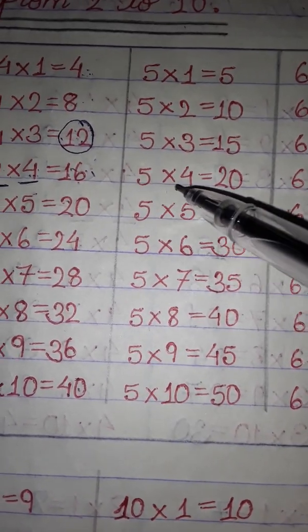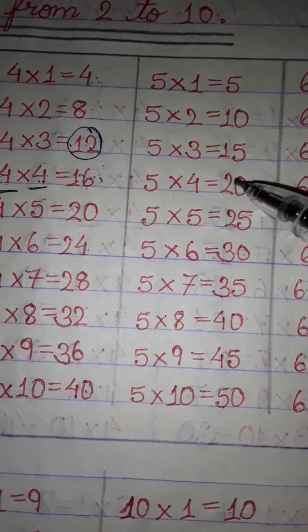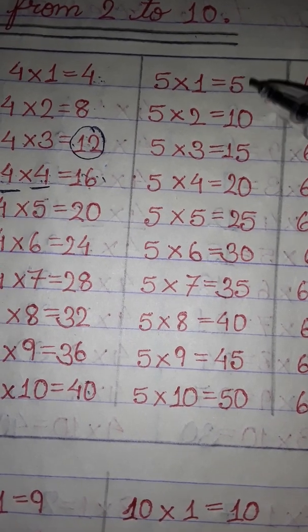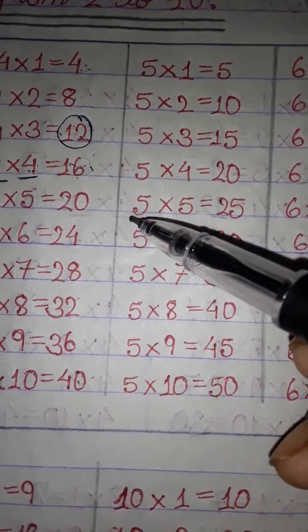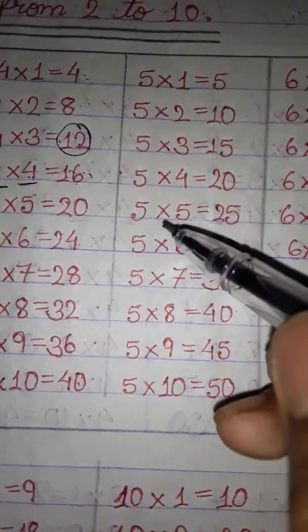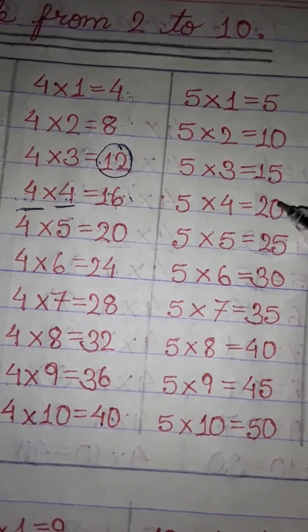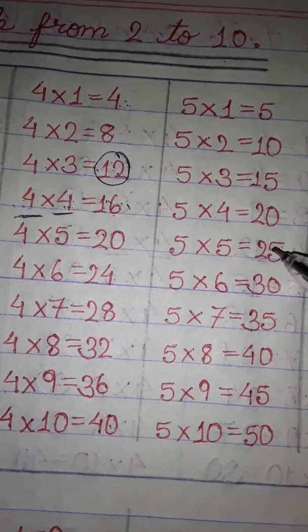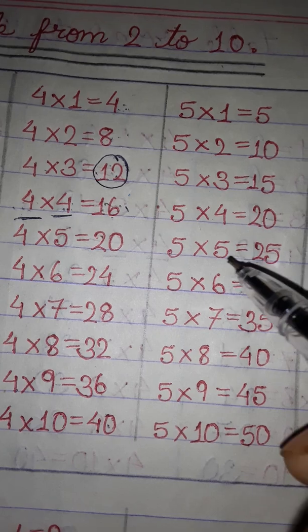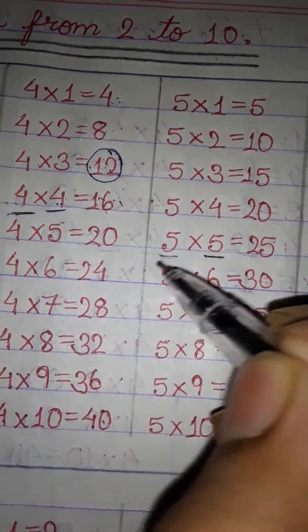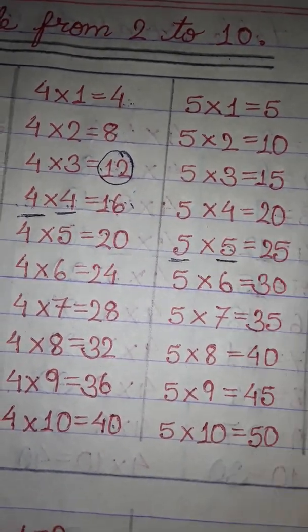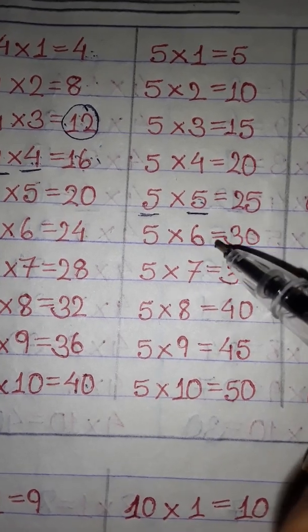Now the next one is 5 into 4. To take out the answer of this, you have to just add 15 plus 5, the answer will be 20. Now the next one is 5 into 5. I think you may get a little bit of problem with this one also, but you have to just add 20 plus 5, the answer will be 25. I tell you that because you may get confused with these two numbers because they are the same. Now the next one is 5 into 6 is equal to 30.